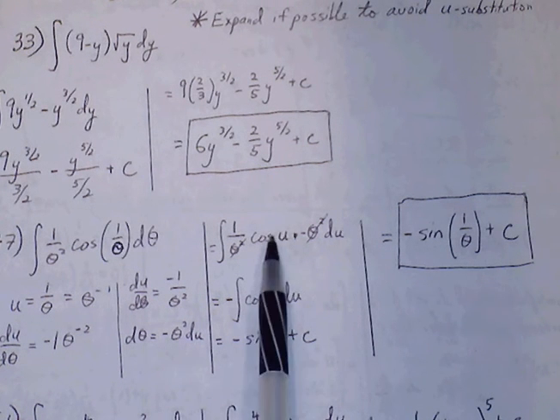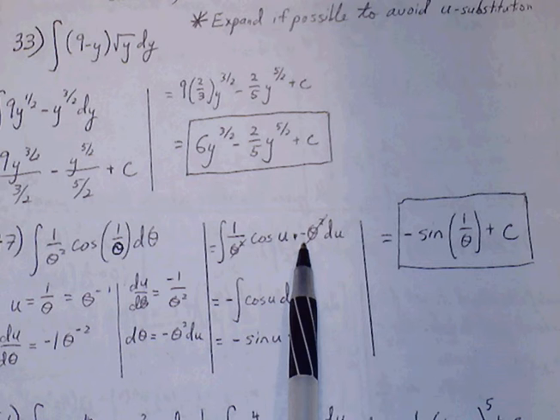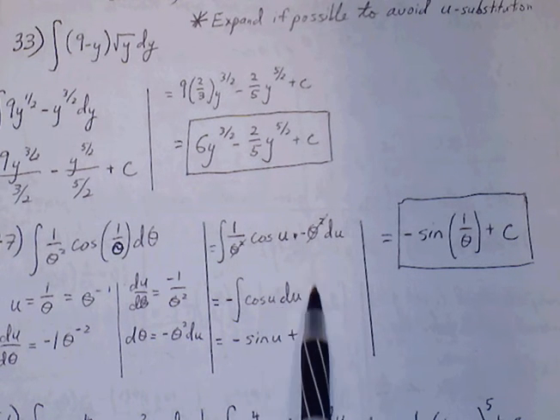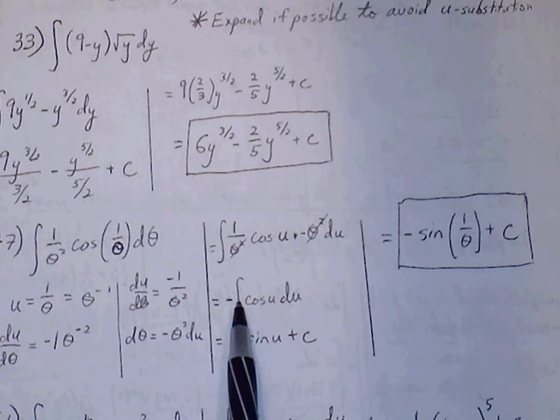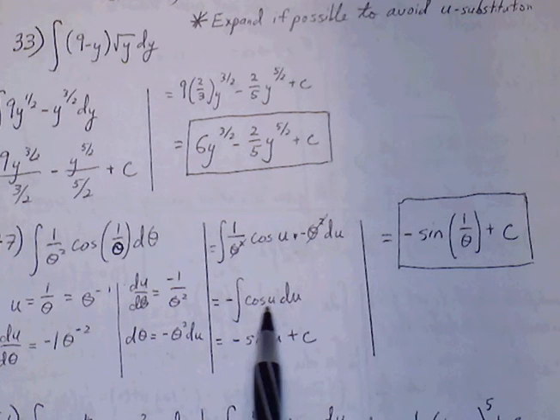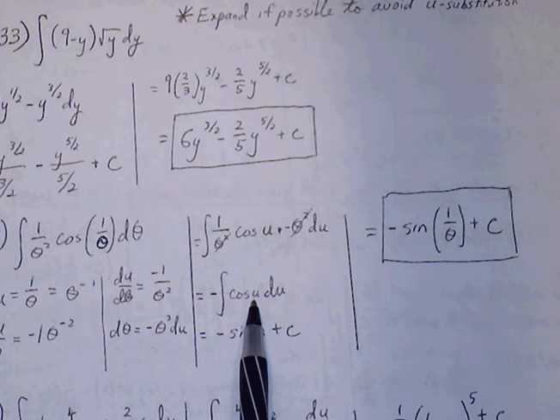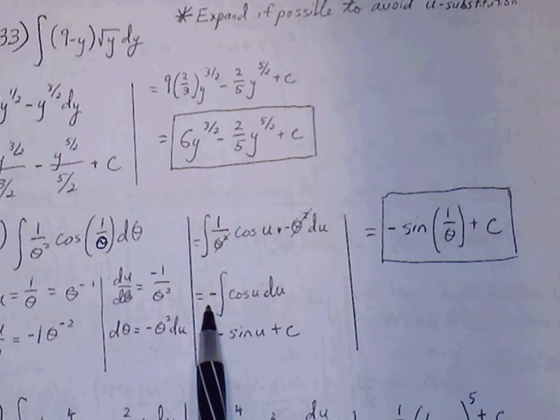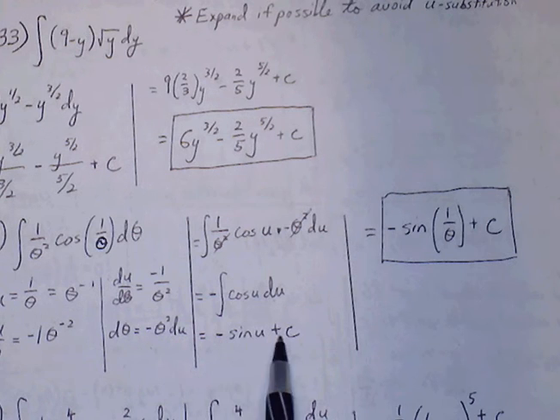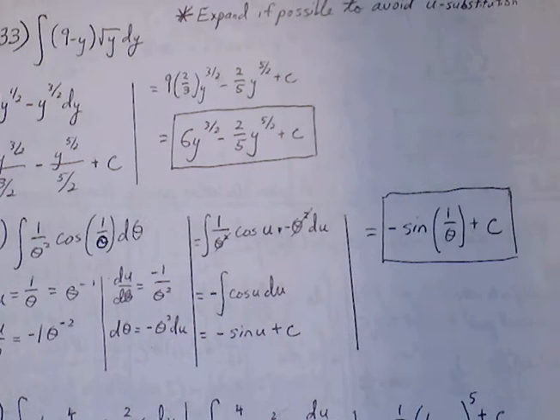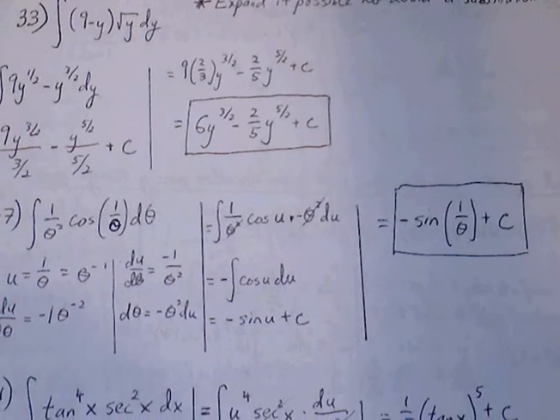Okay, so now we have almost everything in terms of u and du. The theta squared nicely cancels out, but we do have to keep track of this negative, so pull the negative out. Integral of cosine of u, remember the antiderivative rule for cosine is simply sine. So we keep the negative, so negative sine u plus c, and then replace u back in terms of theta. Okay, 51.